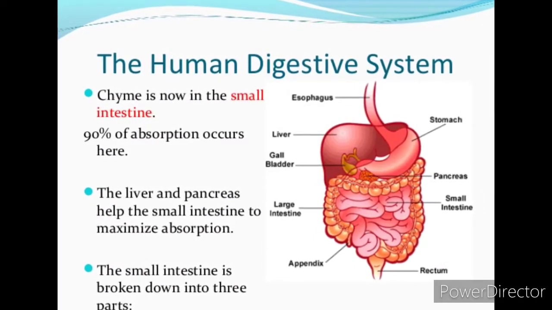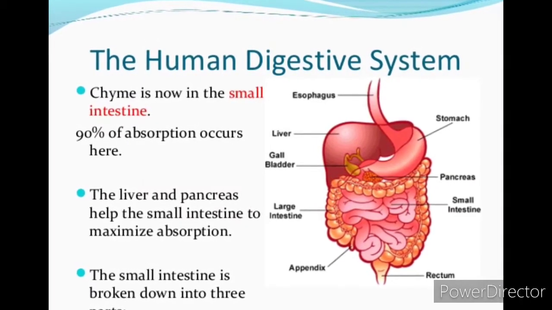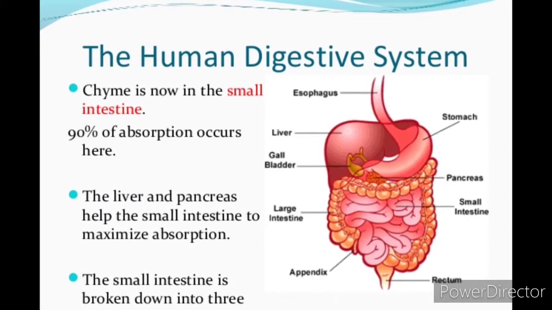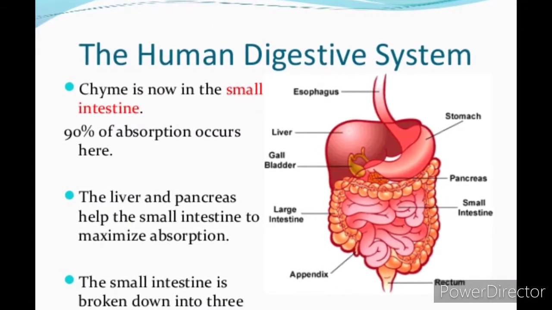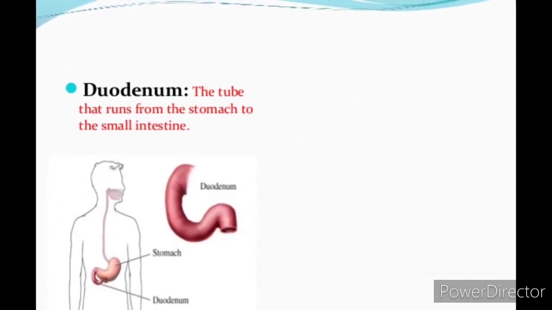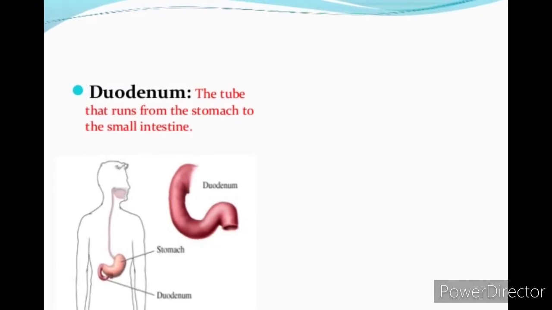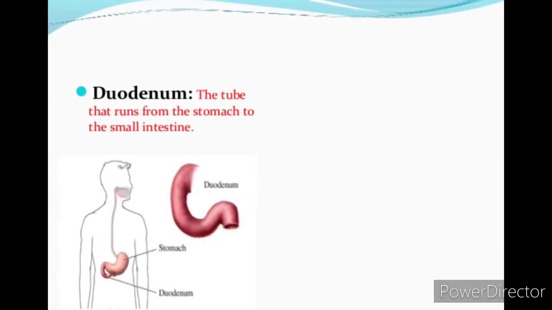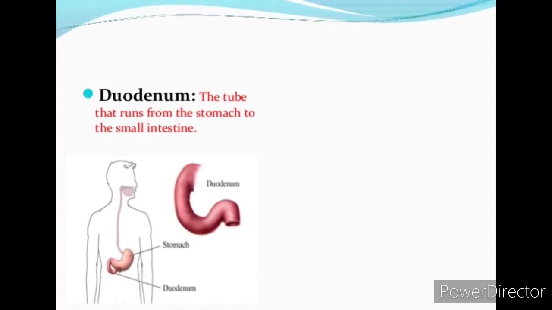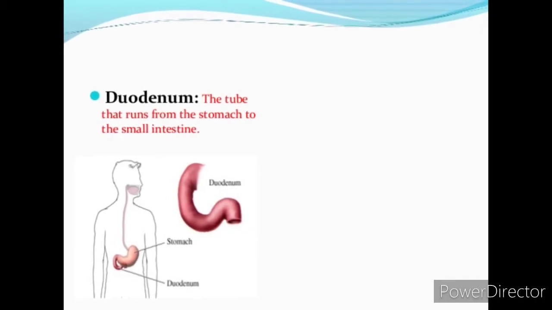90% of absorption occurs here. The liver and pancreas help the small intestine to maximize absorption. Here pancreatic juices and liver juices, that is bile, add on to the food particles, and by adding a small amount of bile juice and pancreatic juices, the food enters the duodenum, the tube that runs from the stomach to the small intestine. This is the part where these enzymes mix with that small amount of chyme.